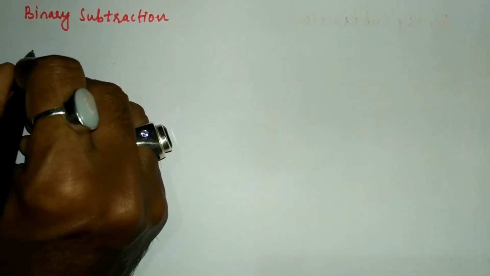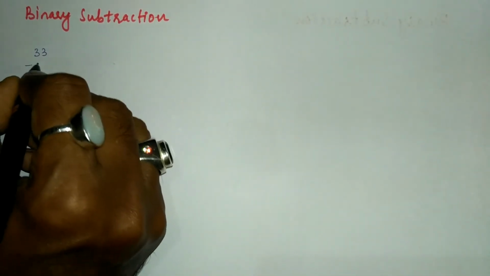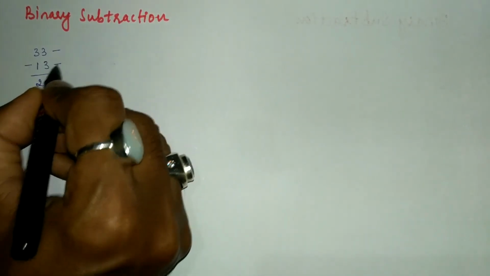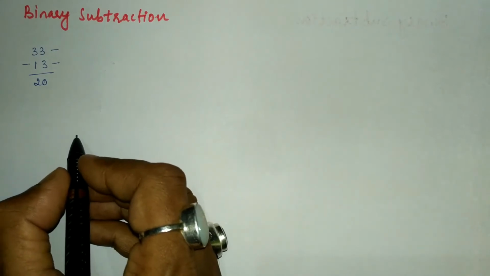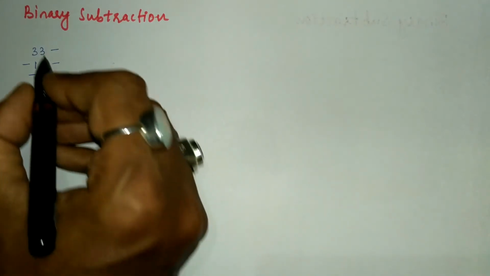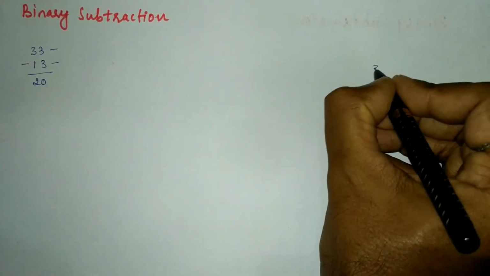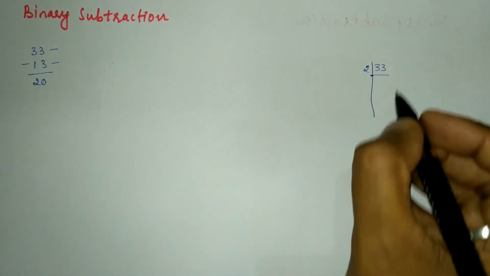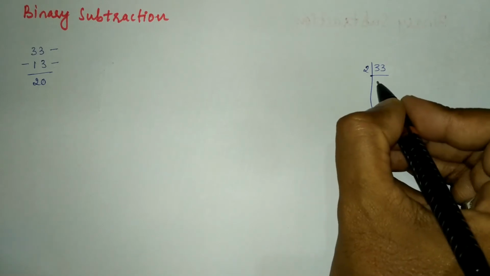Binary subtraction. So let us take an example. 33 minus 13. That will give us 20. Here both of these two numbers are to be converted into their binary equivalents. So we have to write first 33 and divide this number by 2 and we have to note down the remainder and quotient.